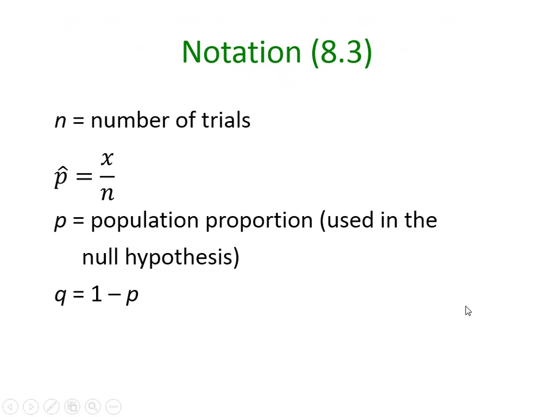Notation: n is still the number of trials. P hat is your sample proportion, which is the number of successes divided by the total number in that trial. P is our population proportion, which we use in our null hypothesis and has to be a piece of our null hypothesis. And Q is the proportion that's false, which is 1 minus P.